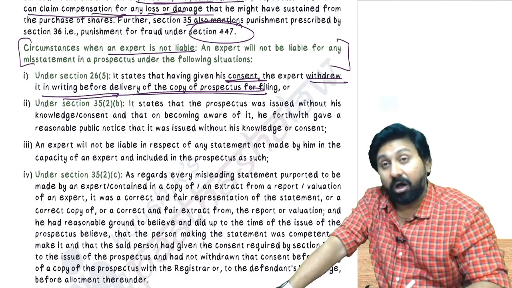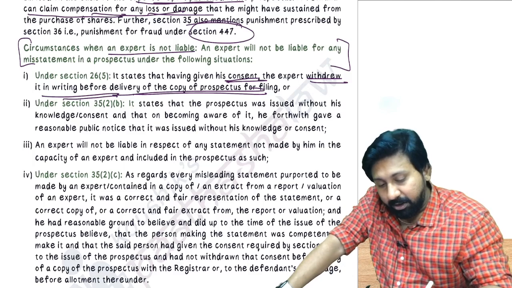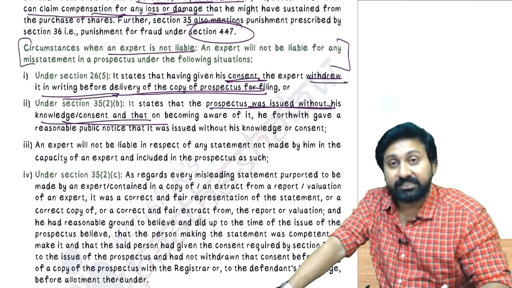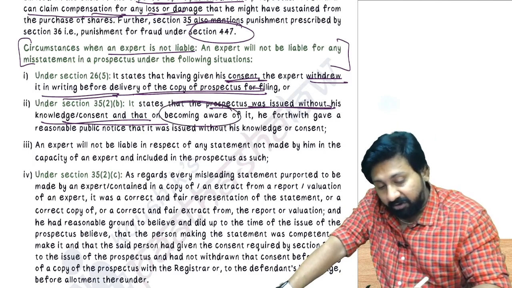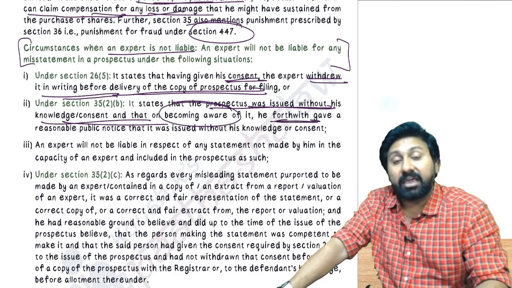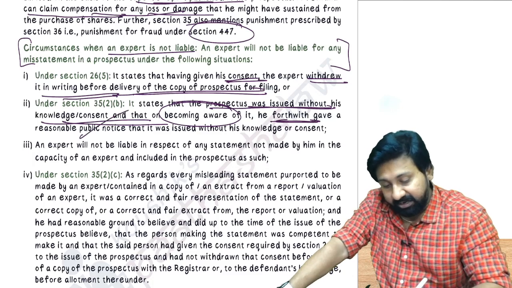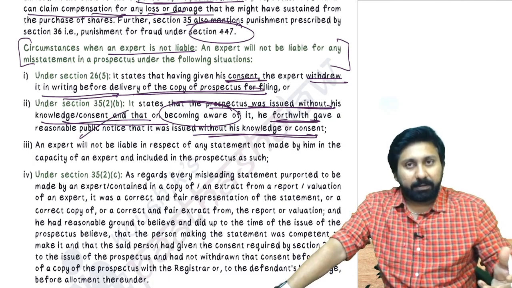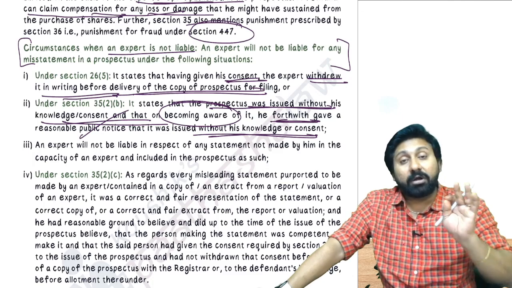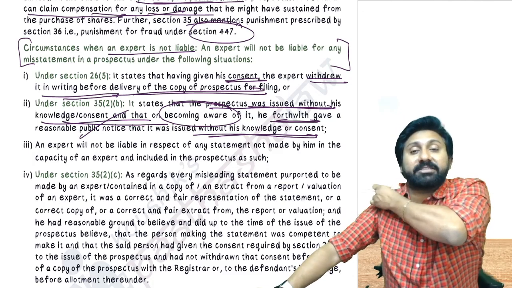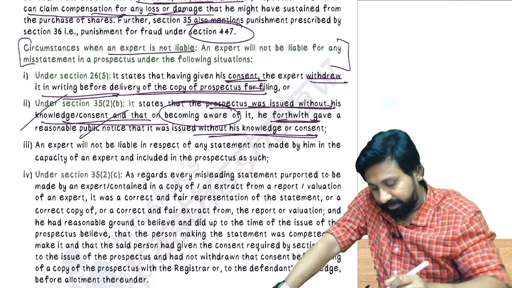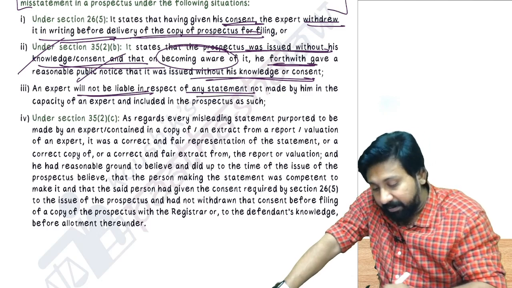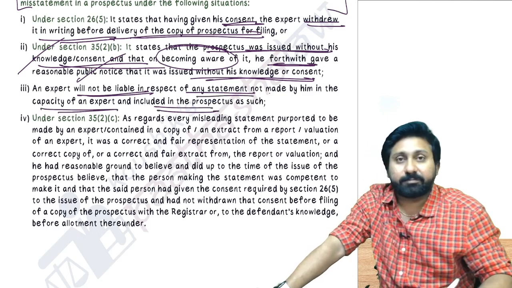Next. Okay. Or if he can prove that the prospectus was issued without his knowledge or consent, and upon becoming aware of it, forthwith, immediately, he gave a newspaper advertisement, public notice that it was issued without his knowledge. So, he did not give it, but in his name someone has given. Once you come to know about it, immediately you should give a public notice saying that it was not given by you. Next, an expert will not be liable in respect of any statement not made by him in the capacity of an expert and included in the prospectus.